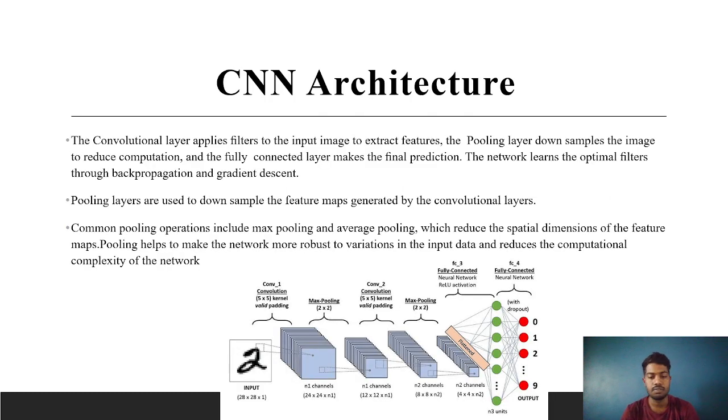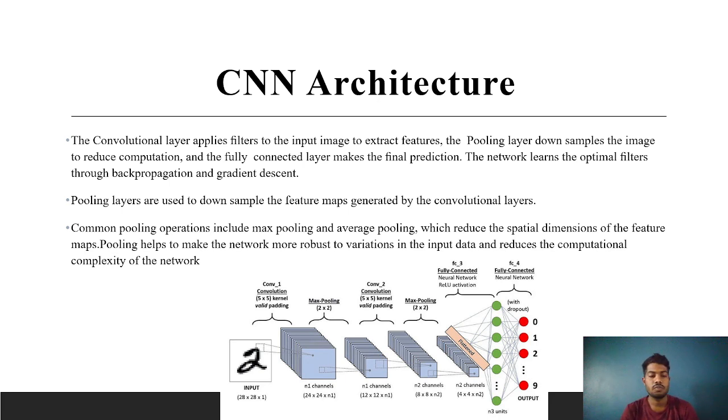CNN architecture. The convolutional layer applies filters to the input image to extract features. The pooling layer downsamples the image to reduce computation. And the fully connected layers make the final prediction. The network learns the optimal filters through backpropagation and gradient descent.